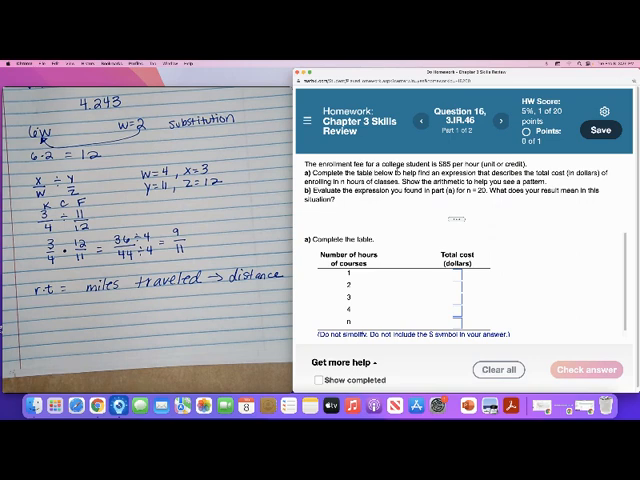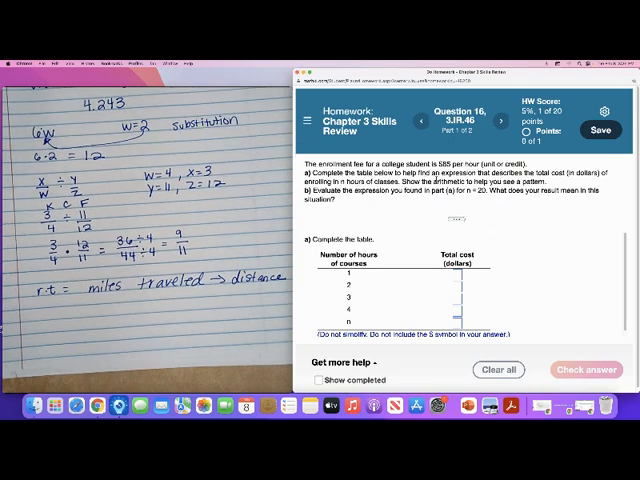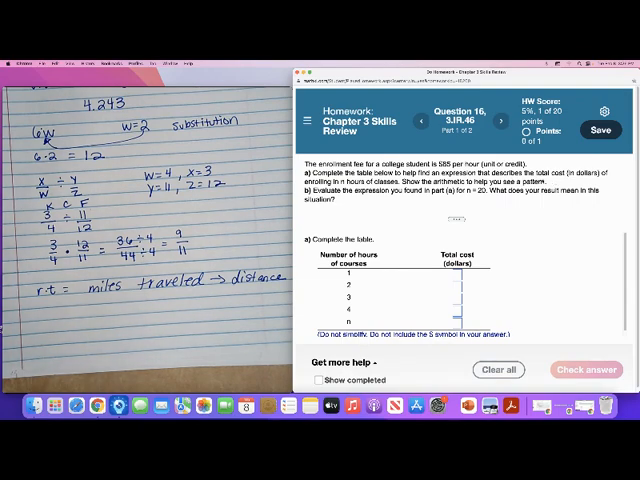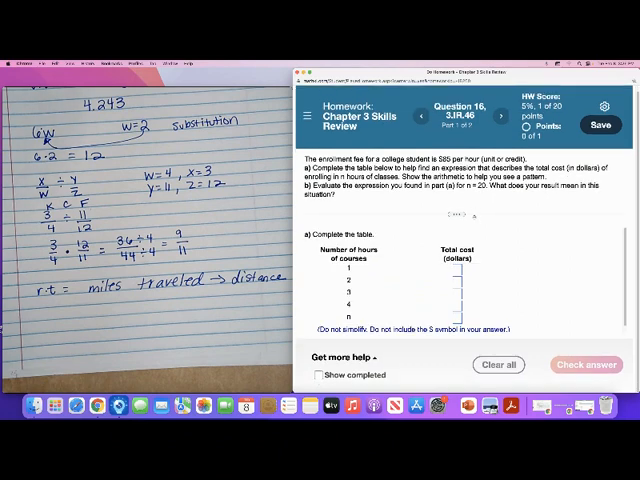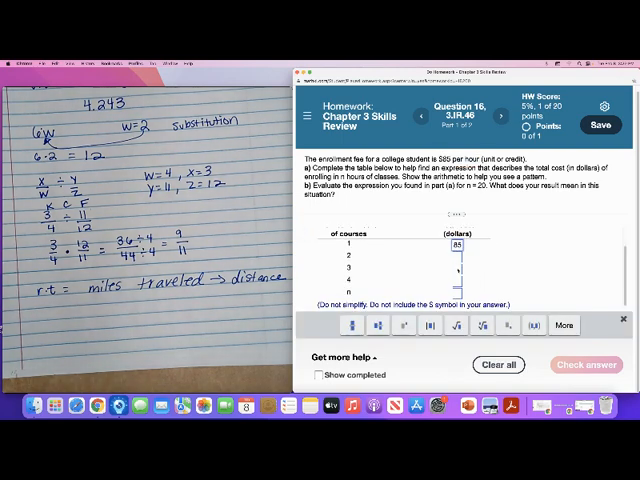Say the enrollment fee for a college is $85 per hour. Complete the table to help you find the expression that determines the total cost of dollars enrolling in hours of classes. Show the arithmetic. All right, so one course, it tells us $85 per hour. So I'm going to plug in 85. What would 2 be? 2 would be 2 times 85.